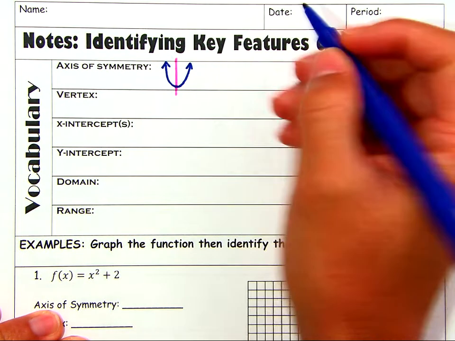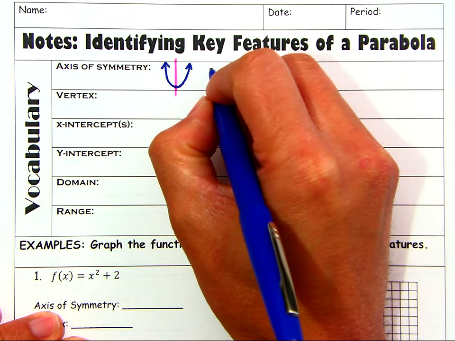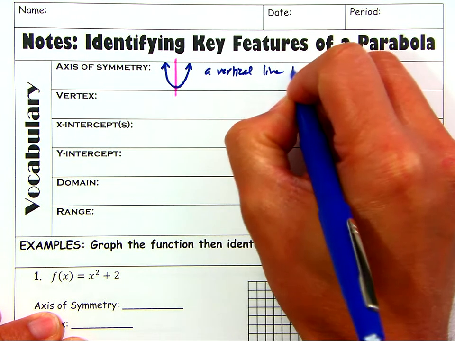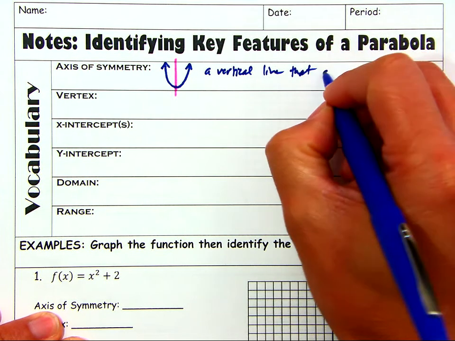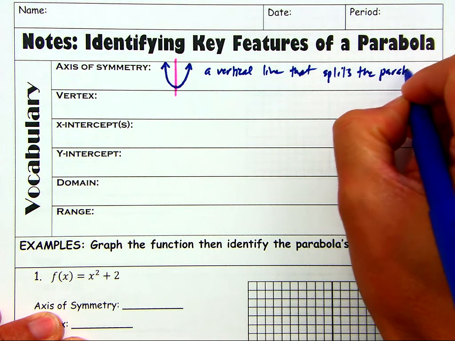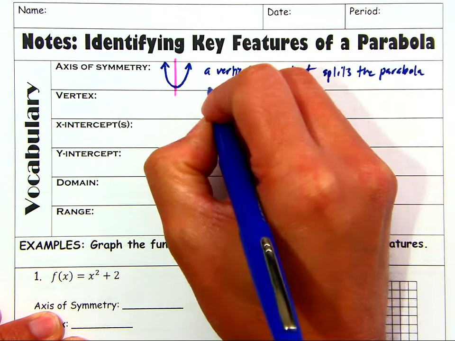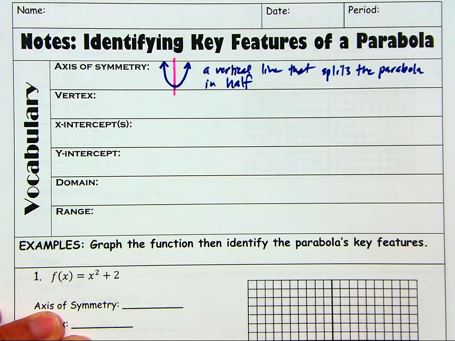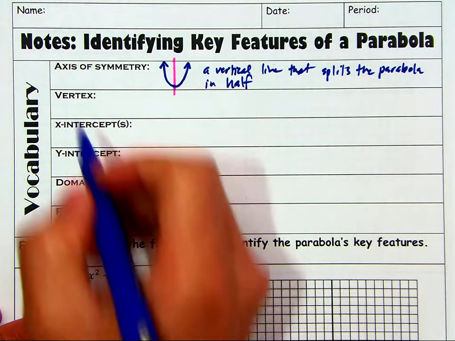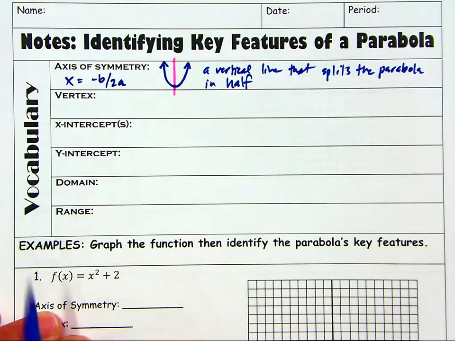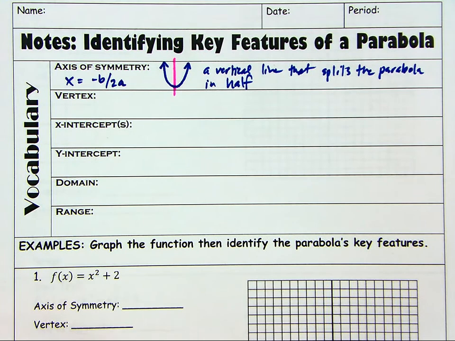And so I guess we can write a little description. A vertical line that splits the parabola in half. And there's a formula to finding the location of this line, right? It's x equals negative b over 2a, where b and a refer to some of the coefficients from the quadratic function itself.